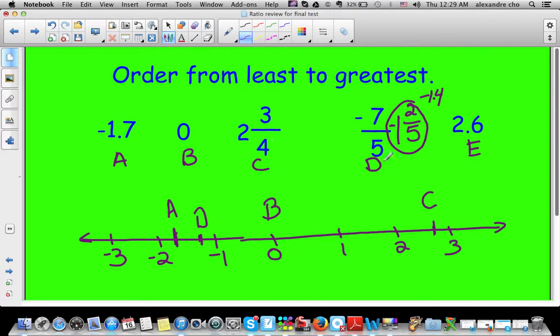And finally, letter E, 2.6. Careful here. 2 3/4 was 2.75. Okay, this is 2.75. So 2.6 is a little bit less than that, somewhere around there.